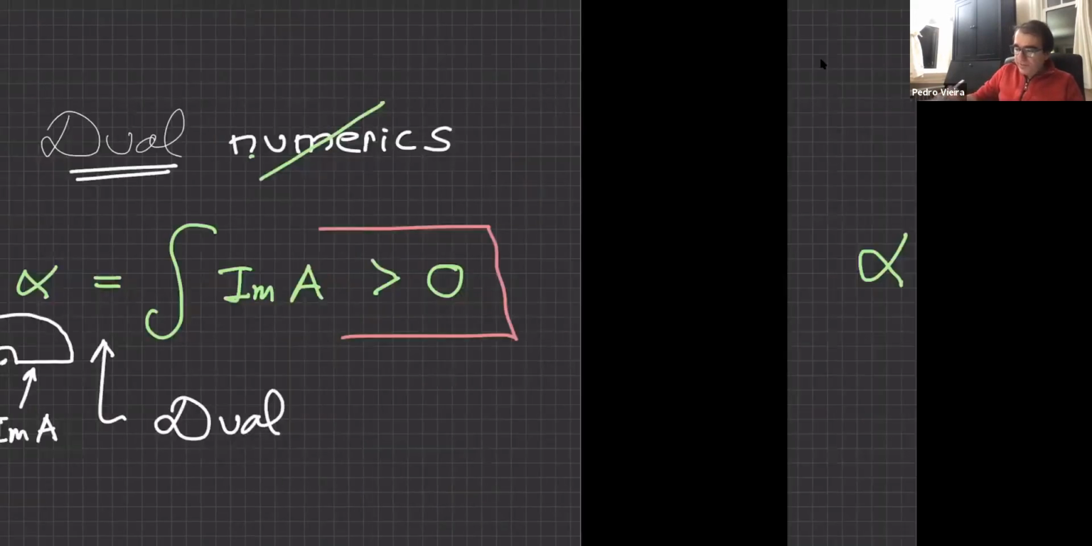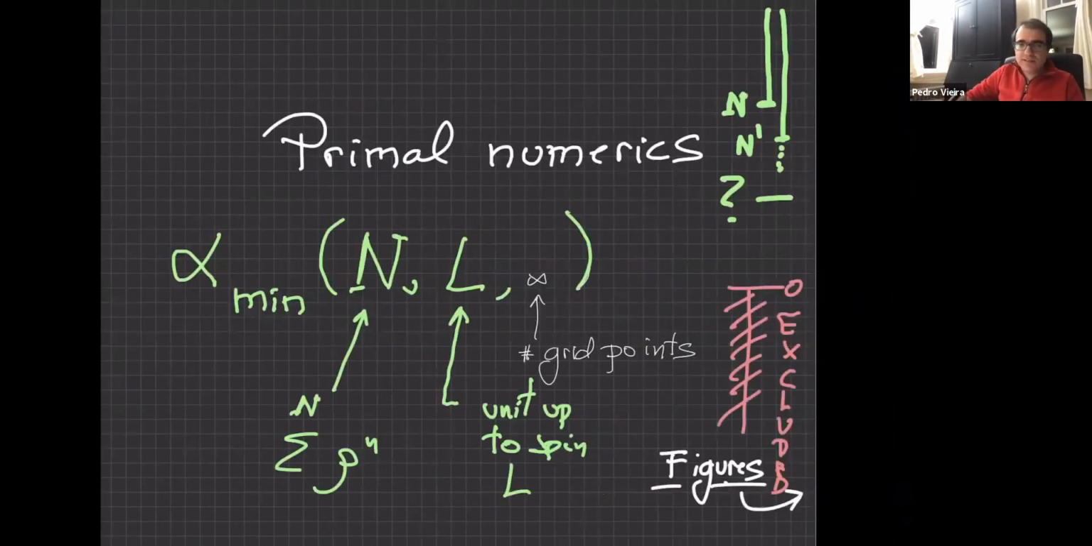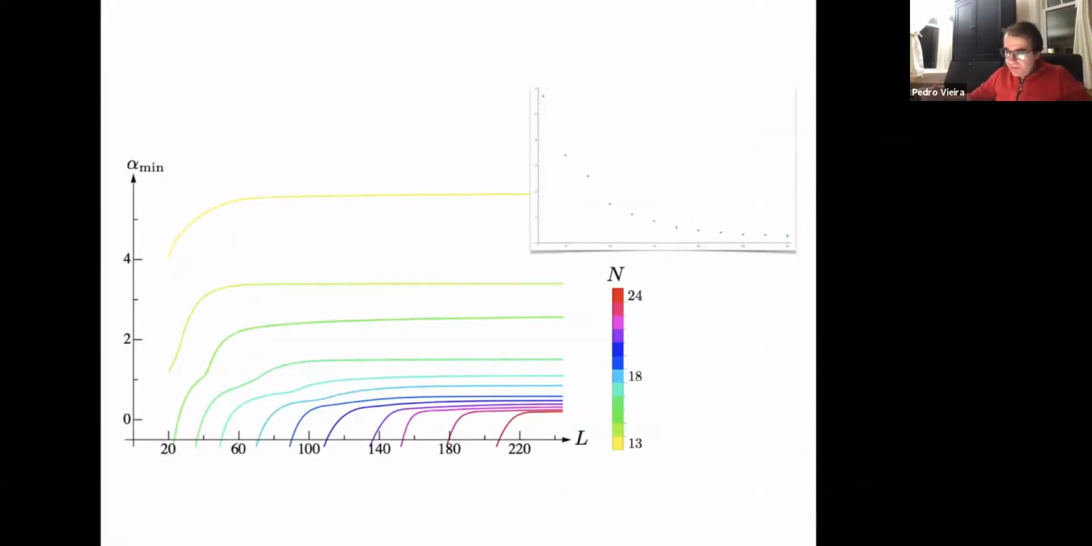Okay, so if it's clear, let's analyze the numerics and see what we can extract out of this numerics. So here are these numerics. Can you see? I know that the background changed from black to white, so probably now everyone's eyes are hurting. So let me explain these numerics.